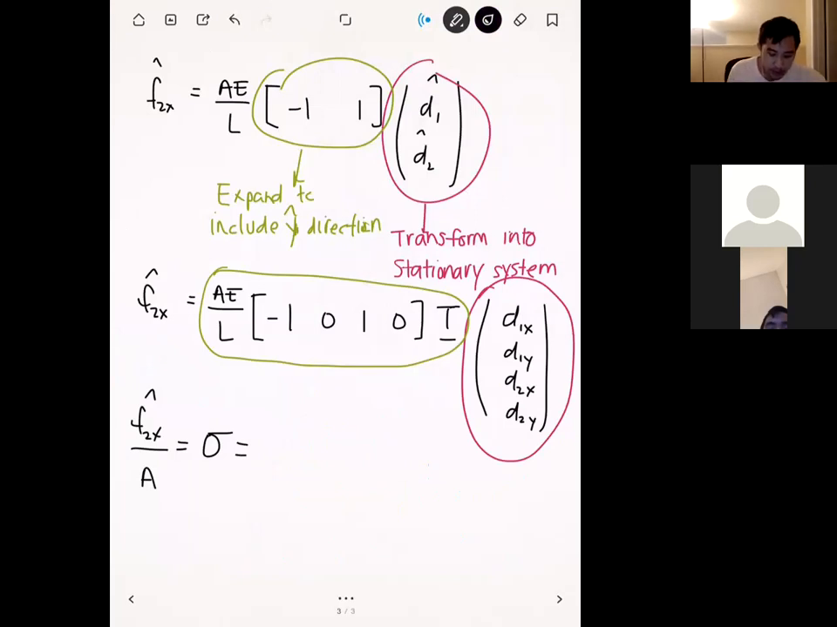So by dividing by A, we get sigma on the left-hand side, which is good. On the right-hand side, what we have is E over L, and then the product of this vector of -1, 0, 1, 0 times our transformation matrix. If you perform that multiplication, what you have is minus C, minus S, C, S, times our stationary displacement vector.